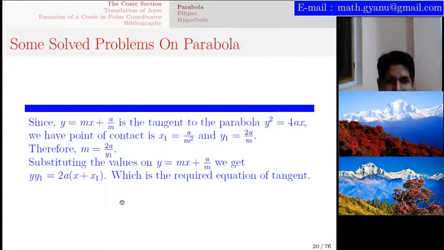And remember one thing, x1, y1 is again a point on the parabola y square equal to 4ax. So y1 square equal to 4ax1, and this is also required to derive this statement. I hope you will be able to derive this result. If you are unable, I suggest you consult your books, or if you have trouble, feel free to contact me.